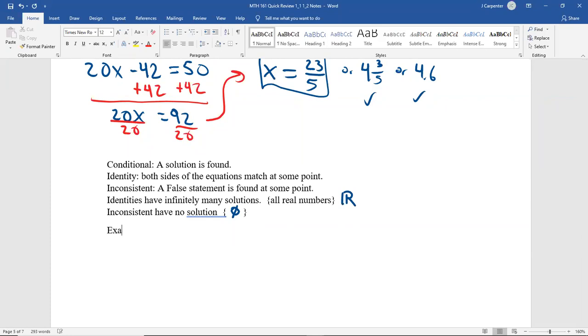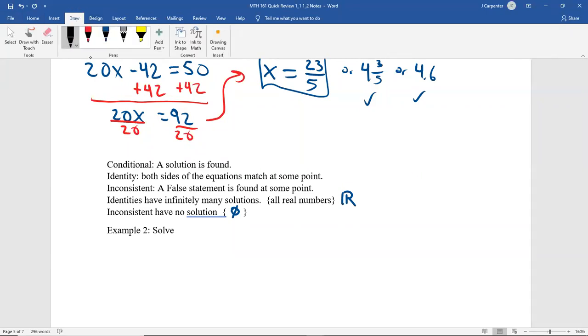So let's try this out. Example 2, solve. 2a, we got 4x plus 5 equals 4 times the quantity x plus 5, with parentheses. Now this looks like something we would have seen in the very first example. It's very, very simple. There's not a lot going on. There's no fractions or decimals, so that's awesome.